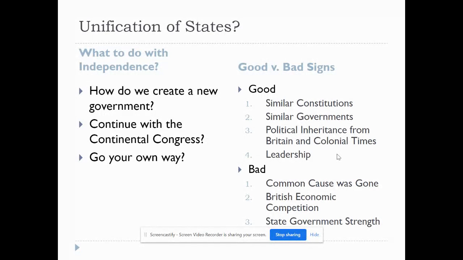And of course, we have leadership. It helps that we have a victorious general in Washington who, during this time period, becomes America's Cincinnatus.